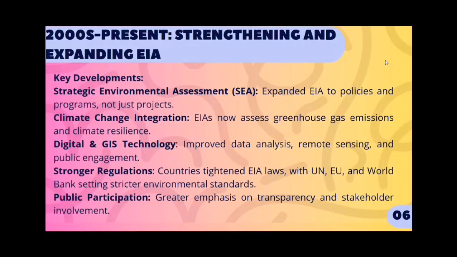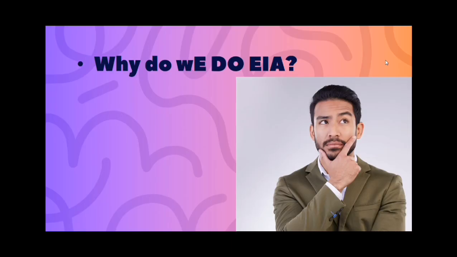First, we have the Strategic Environmental Assessment or SEA, which covers policies, plans, and programs. And then next, we have the Climate Change Integration, such as climate risk assessments and climate resilience, where they promote solar and wind farms to reduce environmental impact. And then digital and GIS technology such as Geographic Information System, remote sensing, and AI. And then we have the stronger regulations such as stricter environmental laws, and then the public participation or public consultations for people who build an establishment or building that needs an environmental impact assessment.